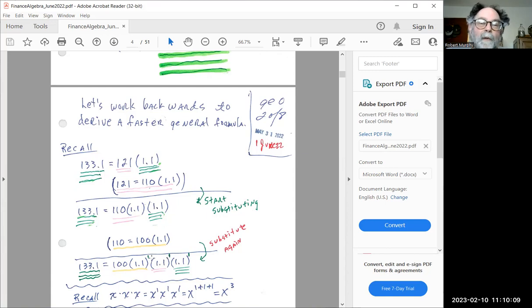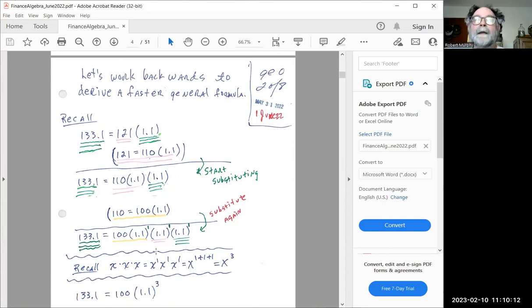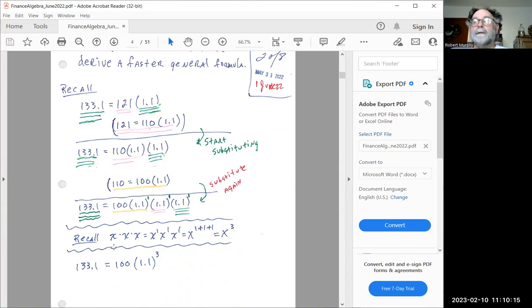And notice I wrote little ones up there. Those are exponents. I need a little recall. In college math, when a professor says recall, that means you're supposed to know this. In case you don't, I'll show you real quick. If I multiply x times x times x, it's really x to the 1 power times x to the 1 power times x to the 1 power. By the rules of exponents, you add the exponents when multiplying, which gives x to the 1 plus 1 plus 1, which equals x cubed.